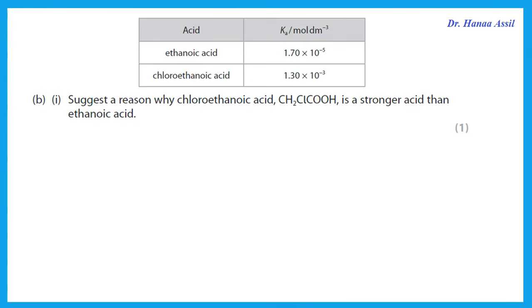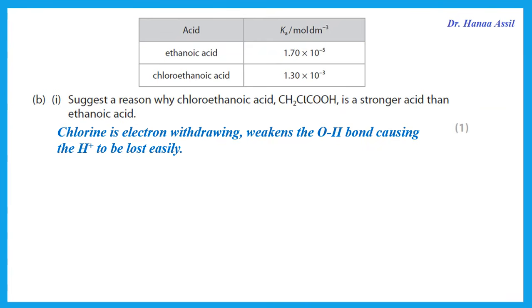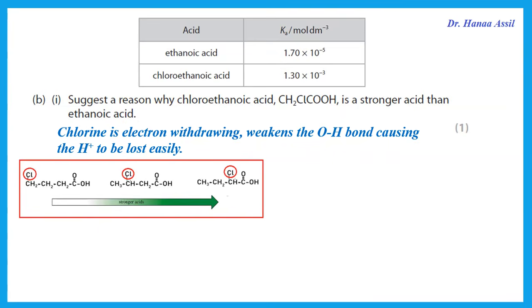So, a reason why chloroethanoic acid is a stronger acid. Remember, if we're given Ka, the higher Ka is more acidic. So ethanoic acid has 1.7 times 10 minus 5. Chloroethanoic acid is 1.3 times 10 minus 3. So having a chloro compound is more acidic, and that is because chlorine is electron withdrawing. This weakens the OH bond, causing the H plus to be lost easily.